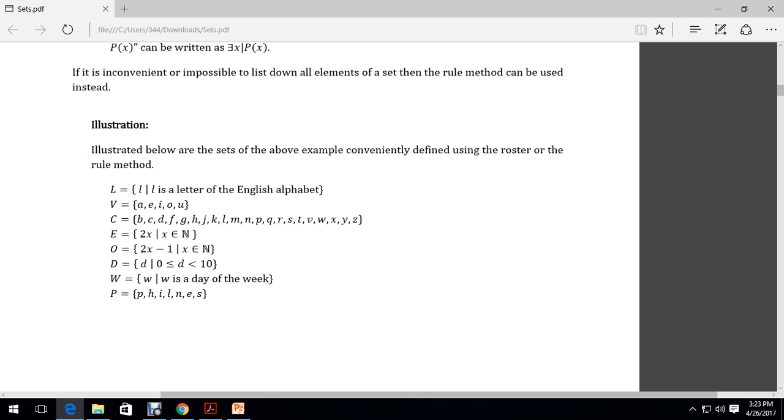Now, set W, if we let W equal to small letter w, such that w is a day of the week. Now, lastly, set P, which is the set of all distinct letters in the word Philippines. What we have done here is that we have listed down all the distinct letters in the word Philippines. So we have P, H, I, L, N, E, S.